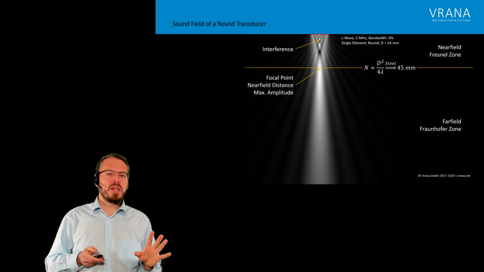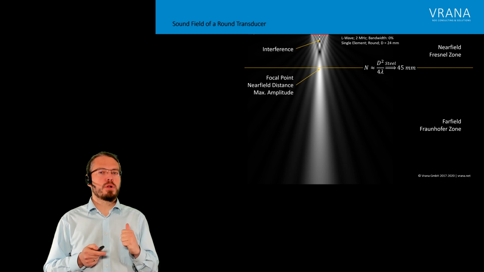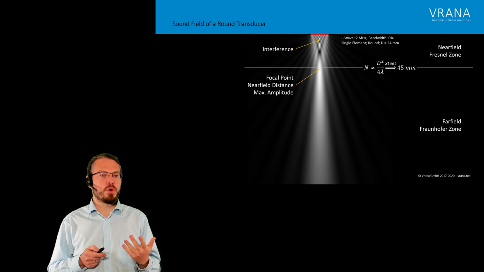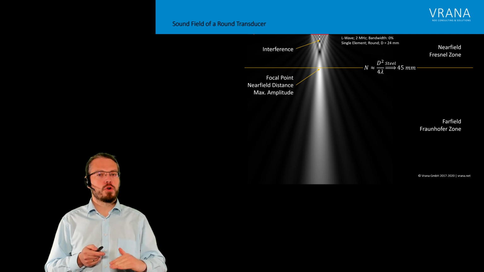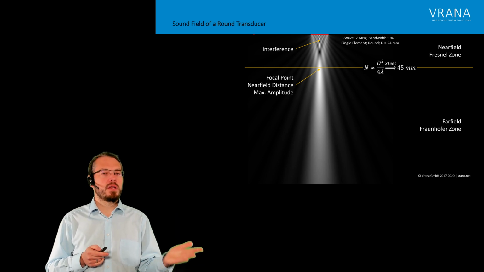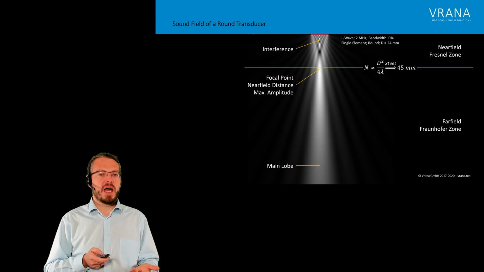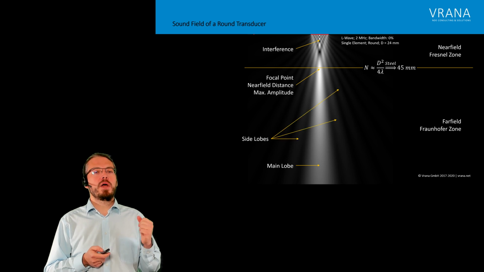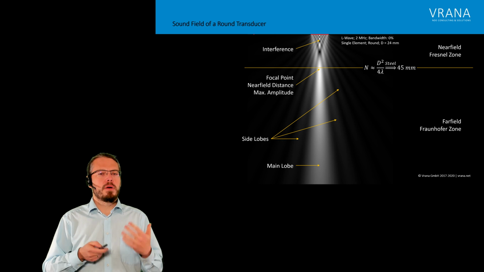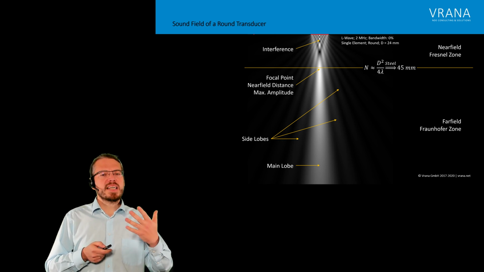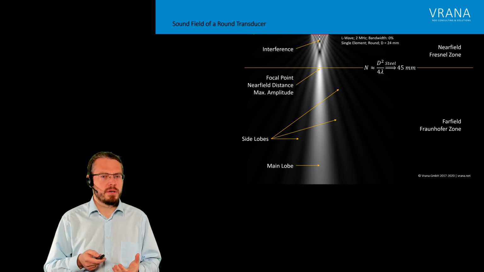Now, everything before our natural focal point is called the near field or the Fresnel zone. Everything beyond is called the far field, the Fraunhofer zone. Within the far field, we have a main lobe and multiple side lobes. So, this is the image you know from a lot of documentation.